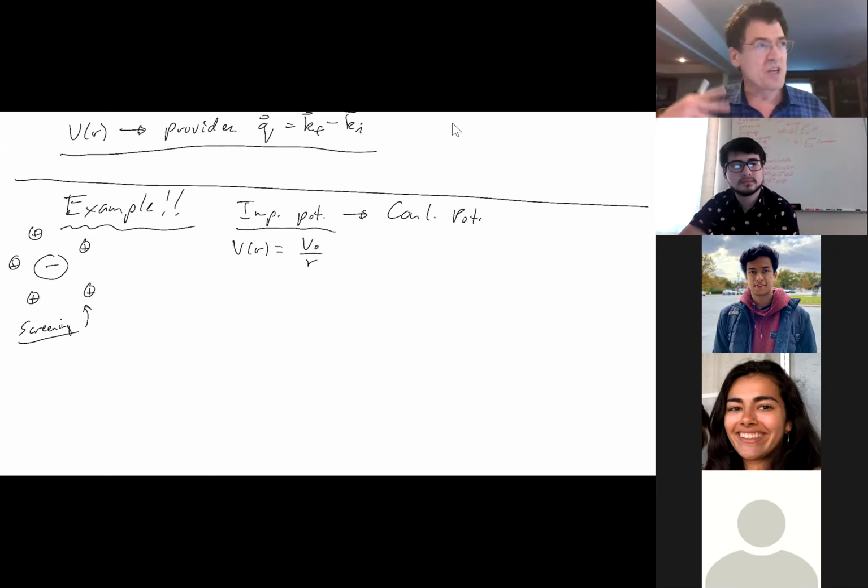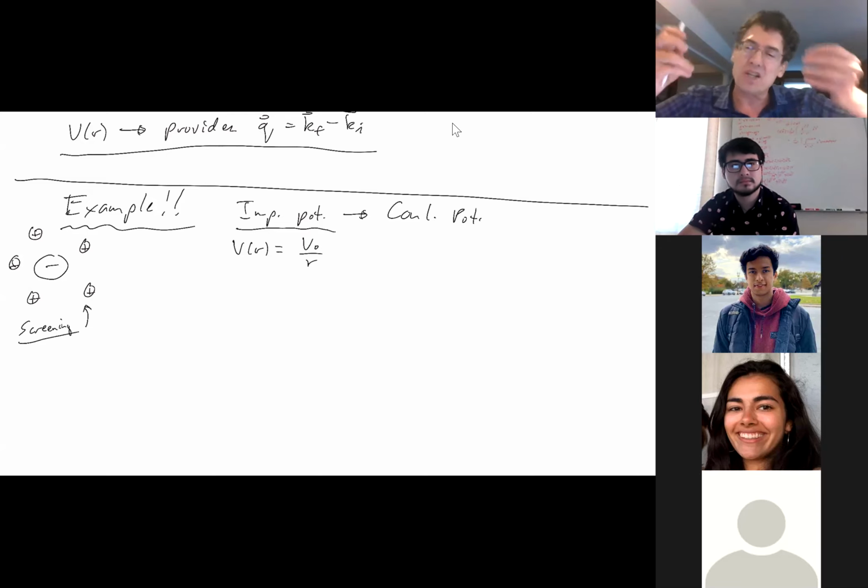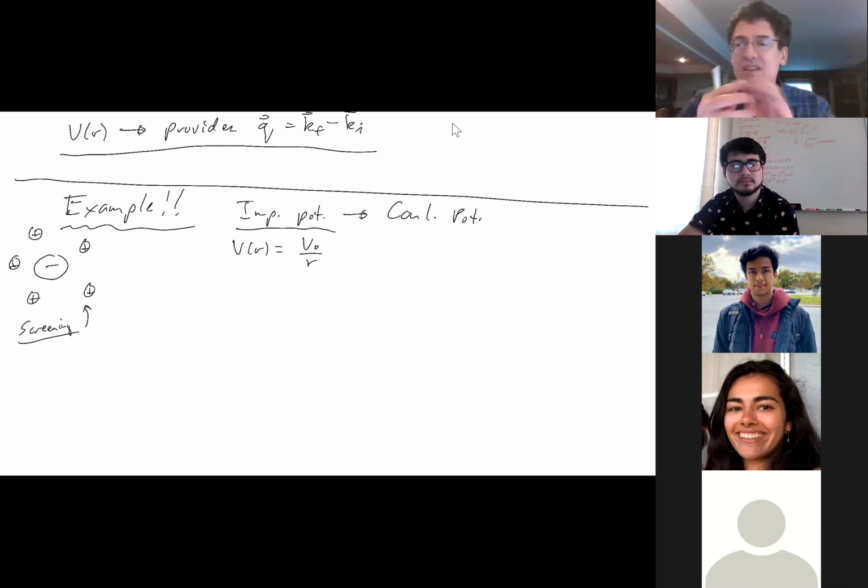And when you talk about the quantization of the electromagnetic field, even in a vacuum where there's no other charges, you could have fluctuations of the electromagnetic field that screen your charge. So let's not get into all those nuanced details, but I just want to emphasize that Coulomb potentials are always screened. 1 over R potentials are always screened.